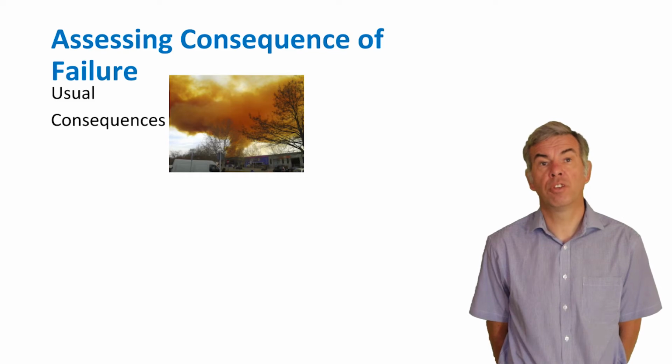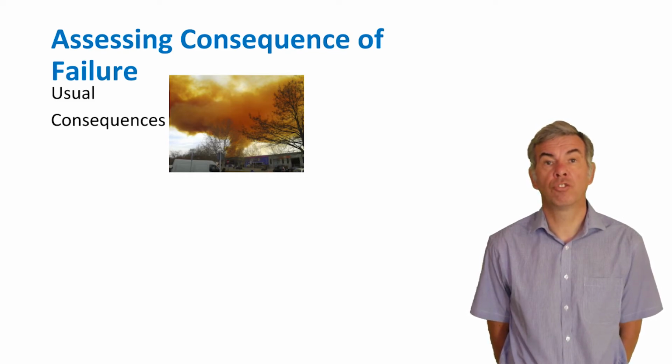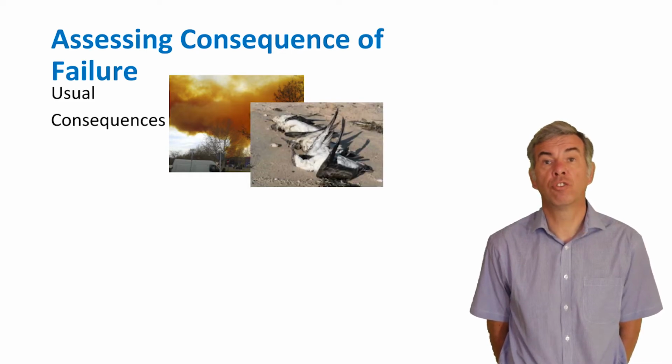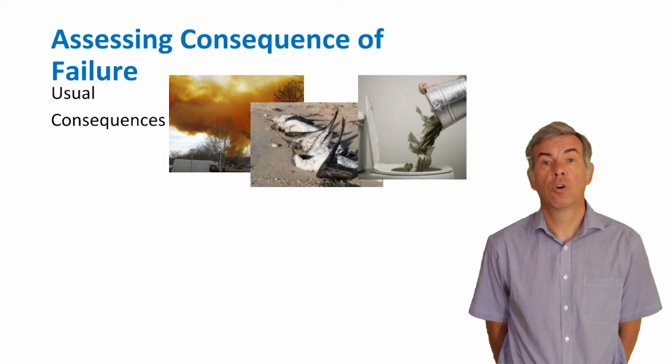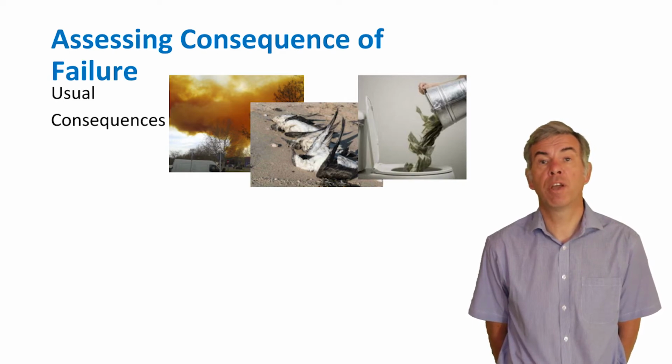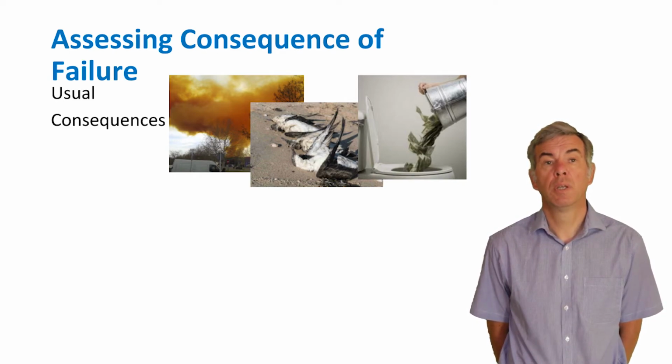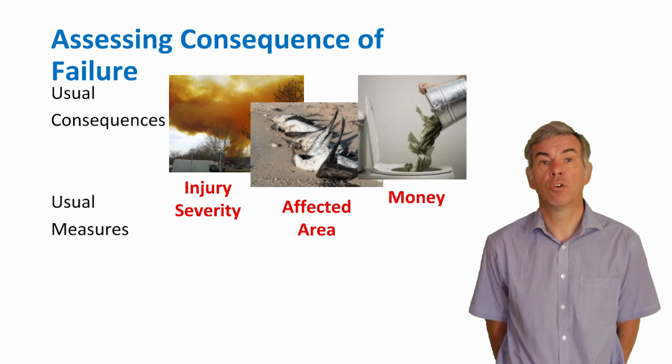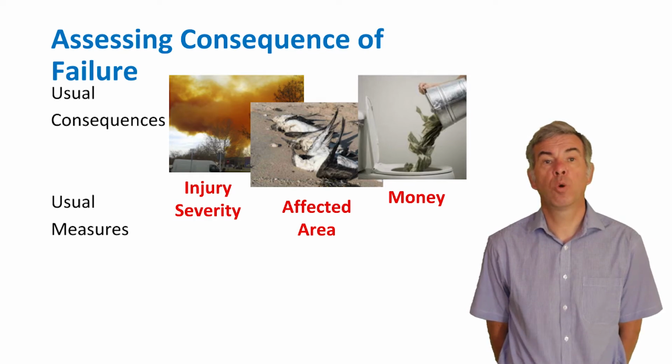Usual consequences are things like health and safety impacts, such as the release of a toxic cloud, environmental impacts, such as the loss of containment into a waterway, or economic impacts, like the shutdown of operations to effect repairs. It should be stressed that the worst possible consequence is not always the most likely. Consequence of failure can be expressed in different ways, like injury severity, affected area, or cost. And using a qualitative approach, consequence of failure can be assessed using expert knowledge and experience.